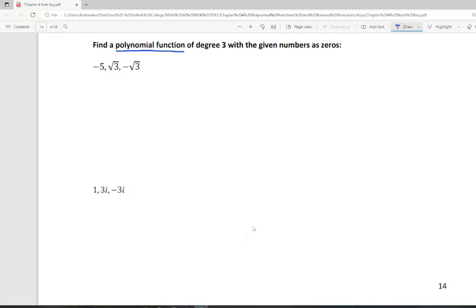So here we go. We've got 3 zeros, so I'm going to start off by going p of x equals, and I'm going to have x minus, and x minus. Okay, let's put our zeros in. So we're going to put in negative 5, which is going to make that an x plus 5. We're going to put in a root 3, so it's going to look like minus root 3, and a negative root 3 is going to make that plus root 3.